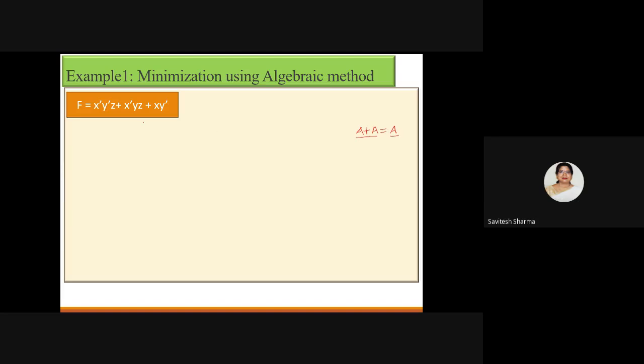First of all, you will identify whether any term is repeated or not. If you are dealing with the SOP form, you will use this theorem. If you are dealing with the POS form, you will use this other theorem. So based on the type of the expression, you will use the property. Understand? This expression is an SOP form, so if any term is repeated, you will apply the idempotent property to write a repeated term as a single term.